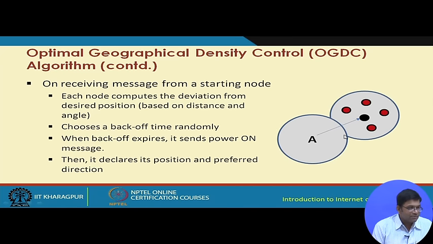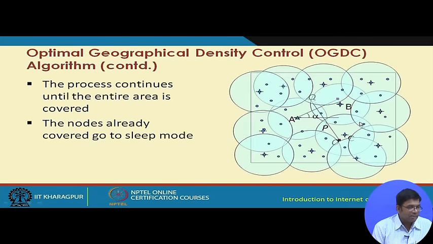On receiving messages from the starting node, each node computes the deviation from the desired position. It chooses a back-off time randomly. When the back-off time expires, it sends the power-on message. Then it declares its position and the preferred direction. The process continues until the entire area is covered, as in this particular figure.